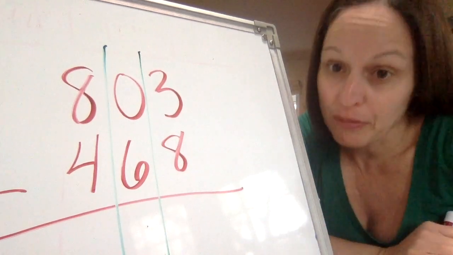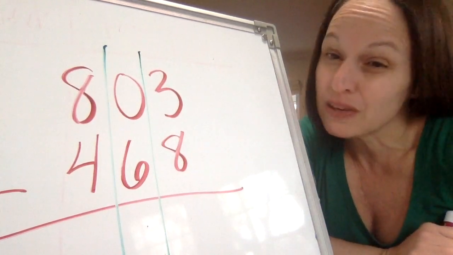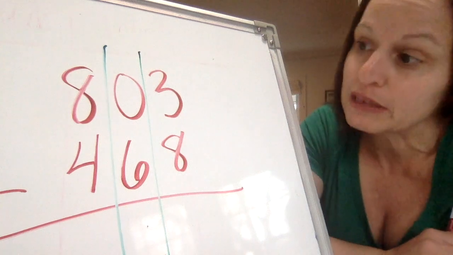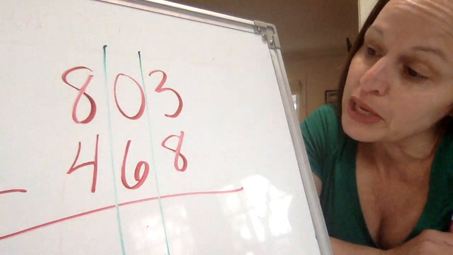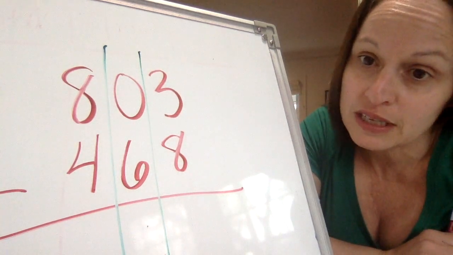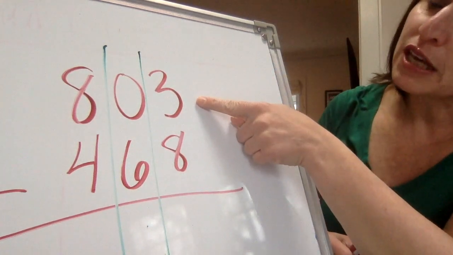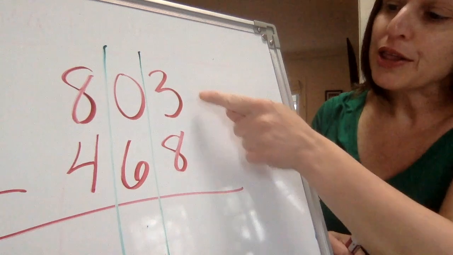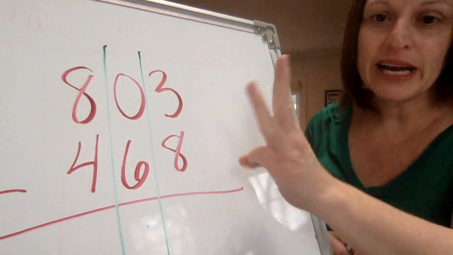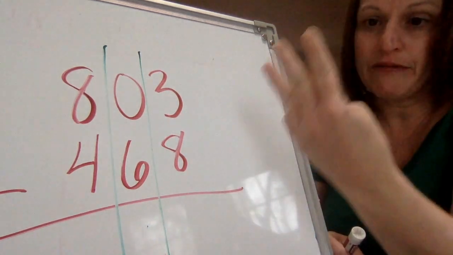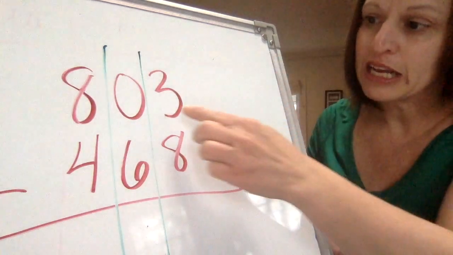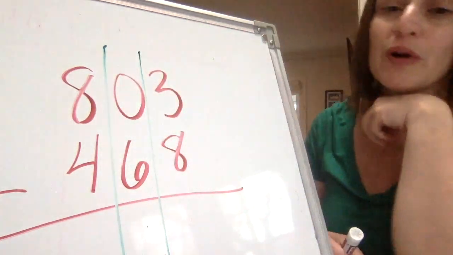All right, we're going to do 3 problems today, each of them slightly different. So let's start with this one. We have 803 minus 468. If I look at this problem, I see first, we always start in the ones. 3 minus 8, I don't know how to take 8 away from 3. So I have to go over to my tens to borrow some.